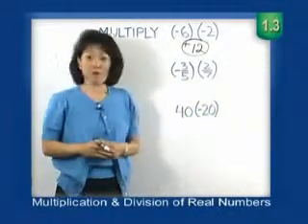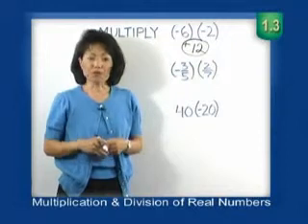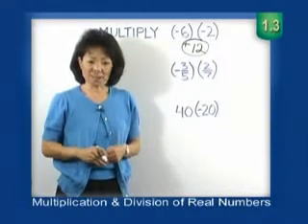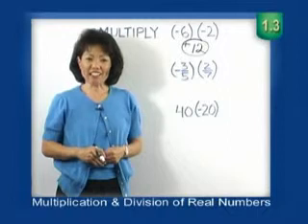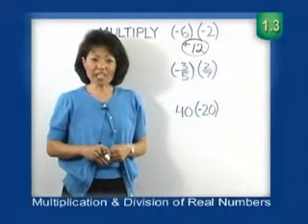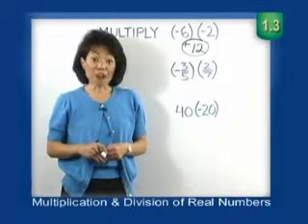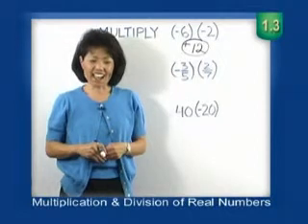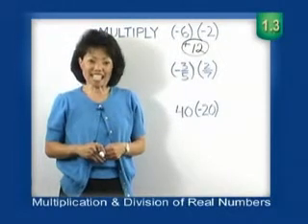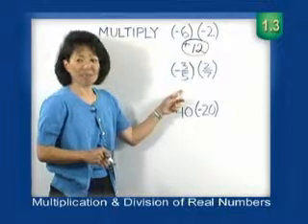Again, let me repeat the rule one more time. When multiplying and dividing signed numbers, count the number of negative signs. If there's an even number, the product is positive. If there's an odd number, the product is negative. Let's look at our second problem here.